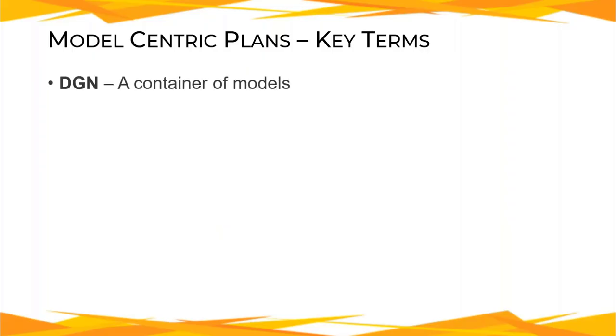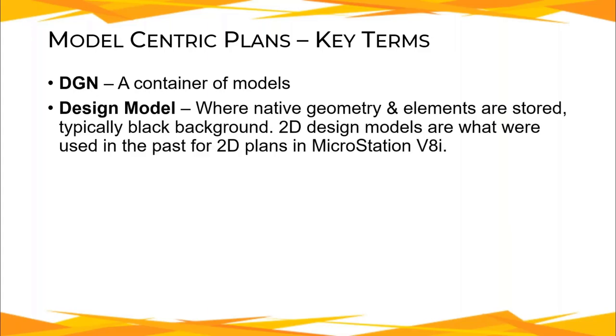So DGN, this has been around for a long time, but you can think of this as a container of models or a box of models. The DGN is not a model itself, it's just a container. Design model, this is where the native geometry and elements are stored, typically with the black background color. 2D design models are what were used in the past for 2D plans production in the old school MicroStation V8i series.